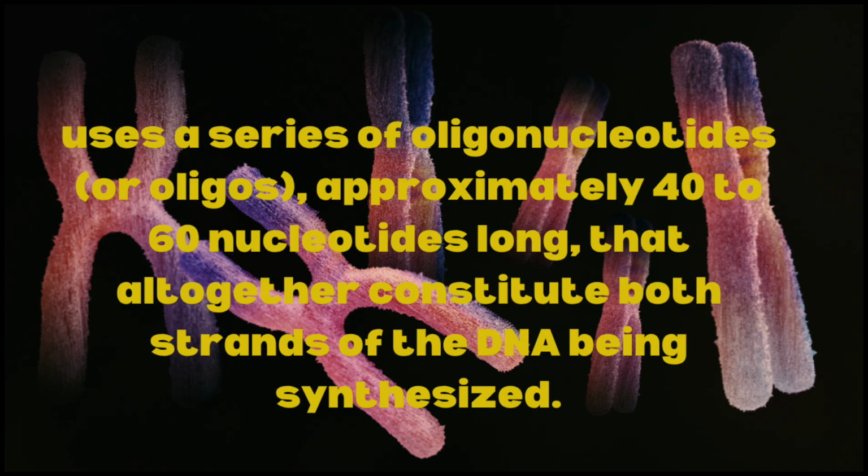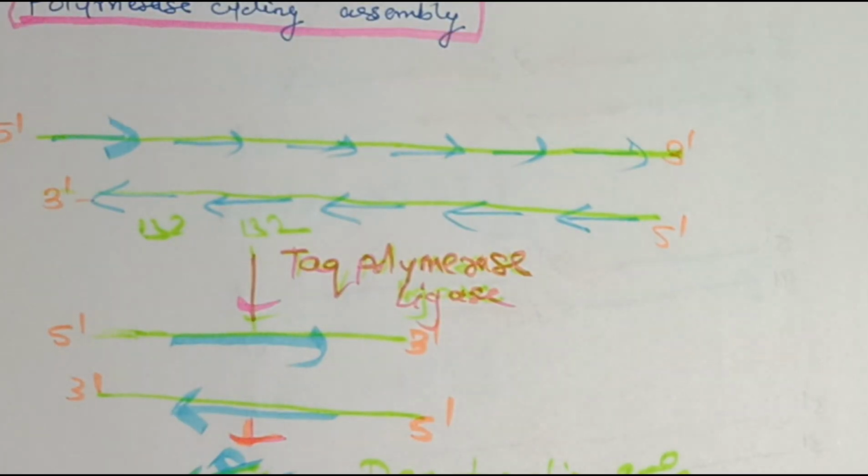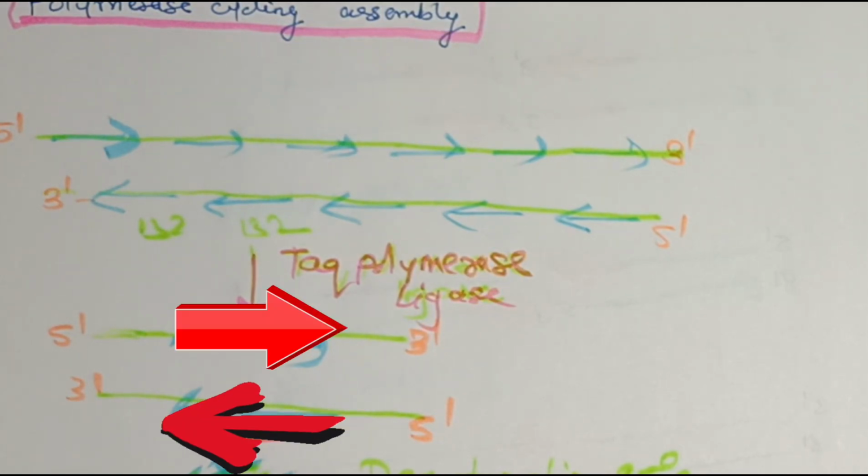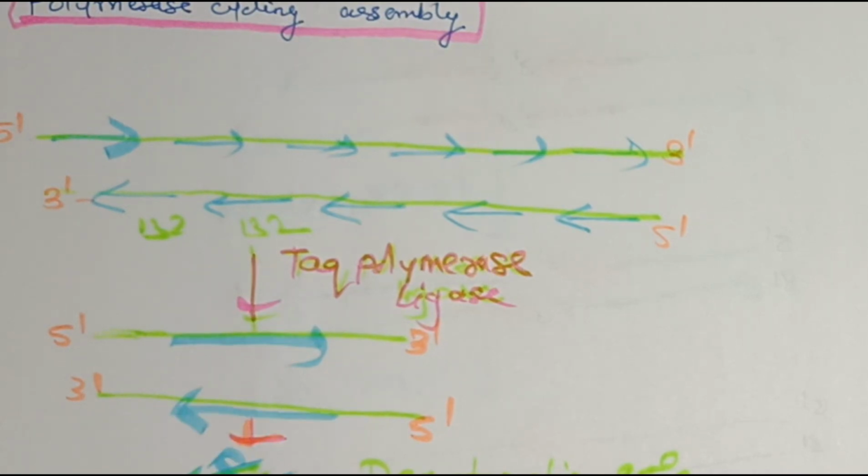So there is polymerase cycling assembly. What happens in this polymerase cycling assembly? It is a series of oligonucleotides, 40 to 60 nucleotides long, that together constitute both strands of DNA, and they are synthesized. These oligos are designed in such a way that a single oligo from one strand has approximately 20 nucleotides at each end that are complementary to the sequence of different oligos on the opposite strand. So they create a region of overlap.